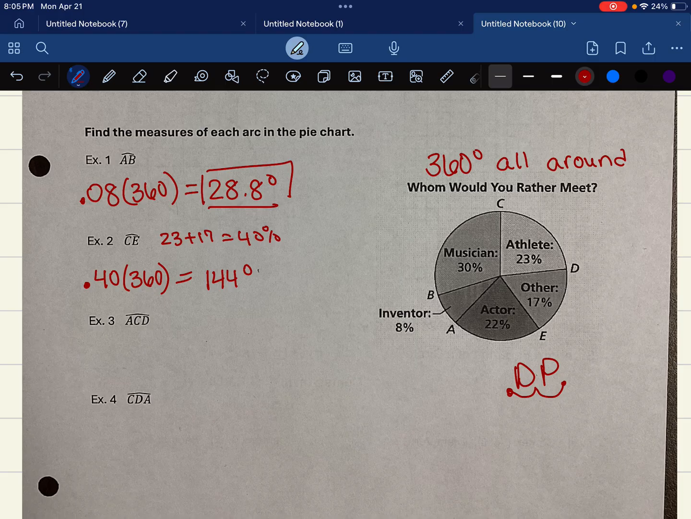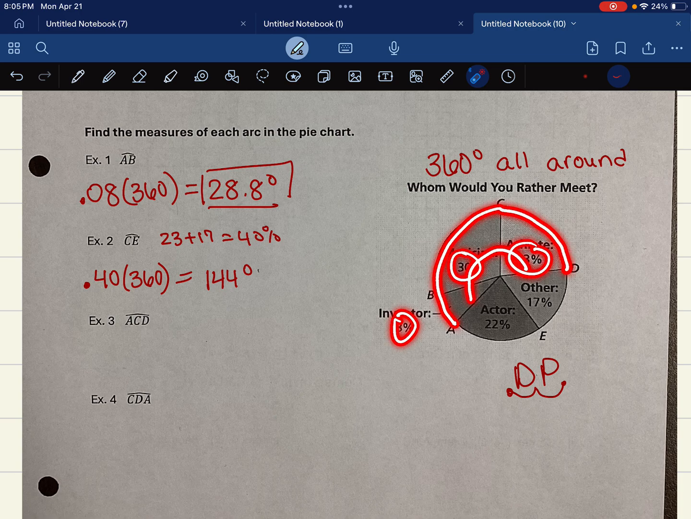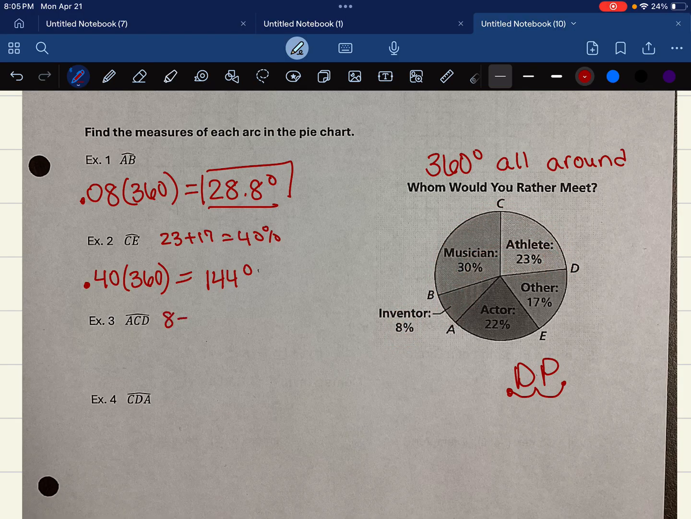Okay, same exact thing with the next 2 examples. Example 3 says ACD, so we go from A to C, stop at D. So we're including all 3 of these sections, which would be 8%, 30%, and 23%. So we're going to add 8 plus 30 plus 23, which brings our total percent to 61. So we're going to write 61% as a decimal, multiply that by 360, the total of a circle, and we're going to get 219.6 degrees.